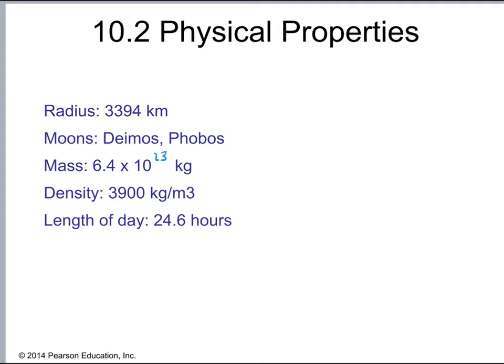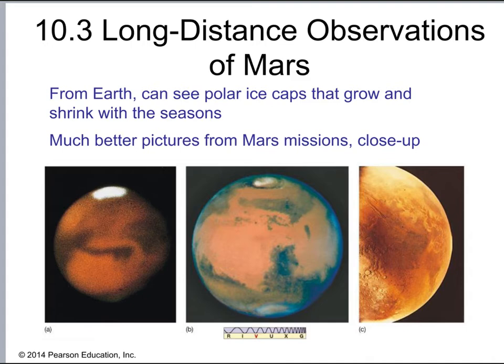Mars does have two moons, Deimos and Phobos, but those moons are very, very small. I mean, they're very, very tiny, especially when you compare them to the Earth's moon, which is very large. Now, here we see some images of Mars, and some of these are from Earth-based telescopes, and some of them are from probes that were sent to Mars. But one of the main features you can see, even from an Earth-based telescope, is ice caps on the polar regions of Mars.